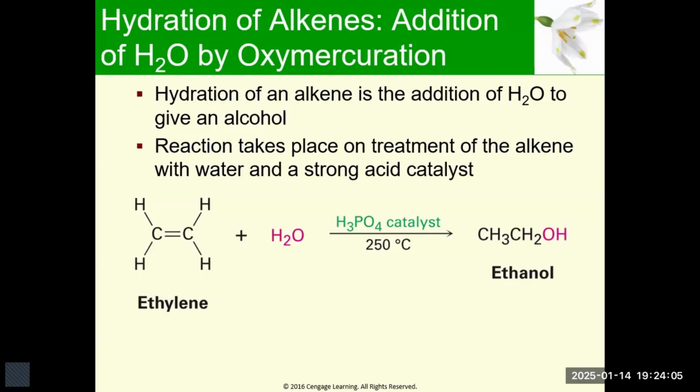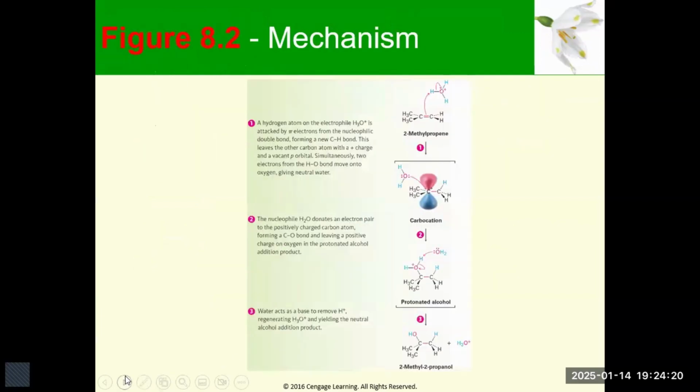And so hydration of an alkene is the addition of water to give an alcohol. Reactions take place on treatment of an alkene with water and a strong acid catalyst. So this is actually acid catalyzed hydration that you're seeing right here. All right, so this is not oxymercuration. I don't know, these titles on these slides sometimes. This is actually acid catalyzed hydration. So let's just talk about that real quick.